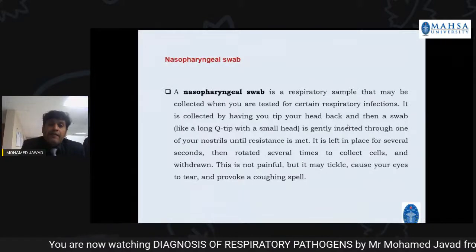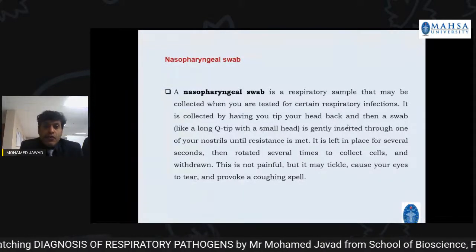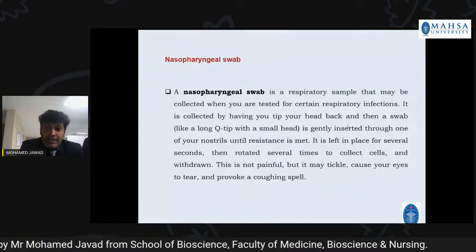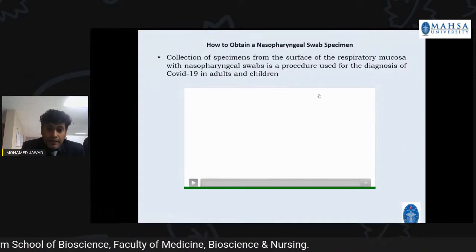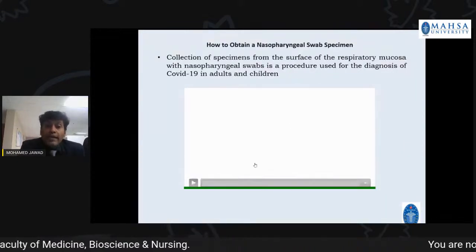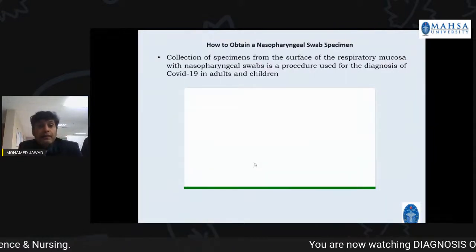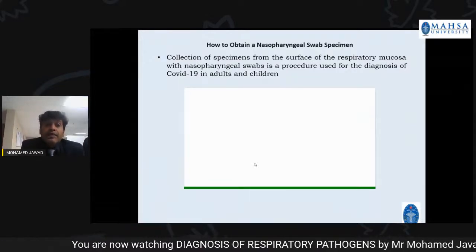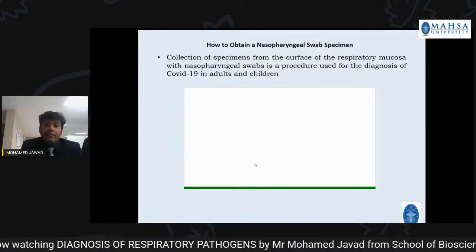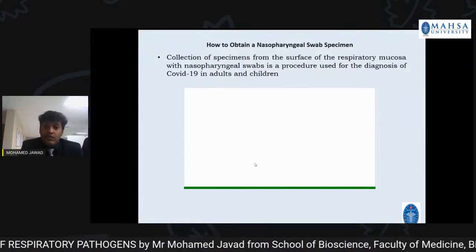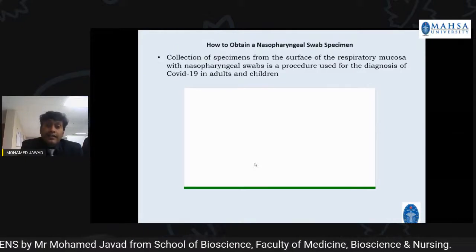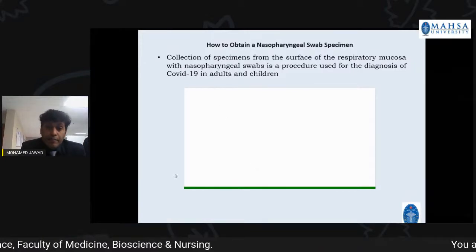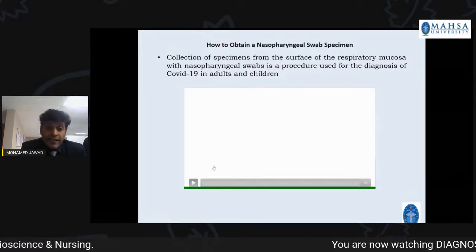The nasopharyngeal swab is one of the important specimens for the coronavirus. It's a respiratory sample. I will show how to collect the respiratory specimen, how to obtain the nasopharyngeal swab specimen. Mainly, we have to collect the specimen from the respiratory surface, the respiratory mucosa, with the nasopharyngeal swab. It's a procedure used for COVID-19 in adults and children. While collecting the specimen, you have to wear PPE. It is very important. I will show how to obtain a nasopharyngeal swab.